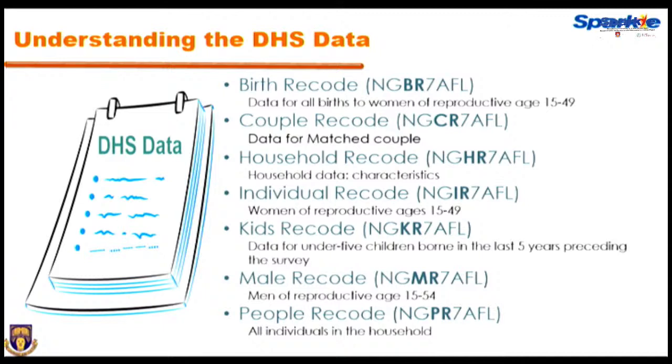Now, the second one is couple record. If you want to do anything on couples, male and female, you don't need to go and get male, get female, and then match. No, it's already there. Couple record, that's what you pick. Also, the other one is household record, household data characteristics, as it is. So if you are working on household, that's the data set you use.